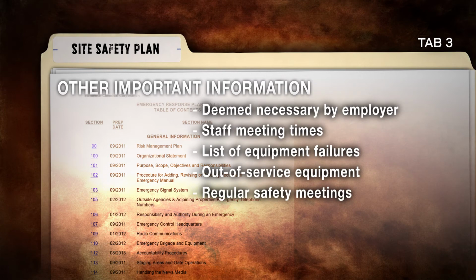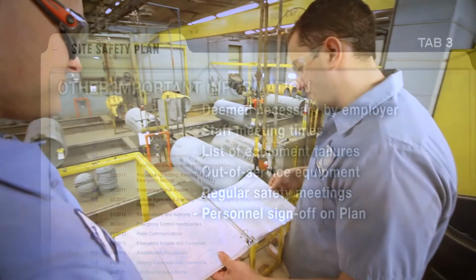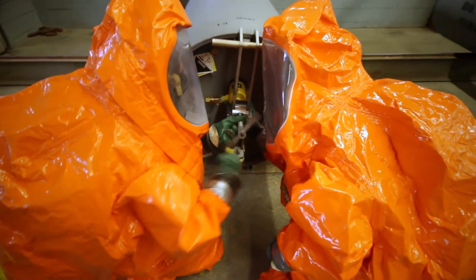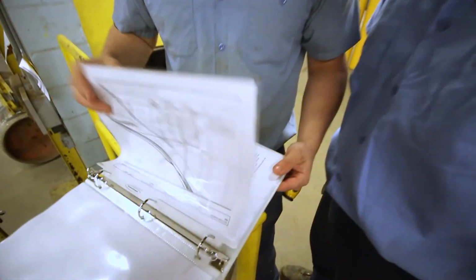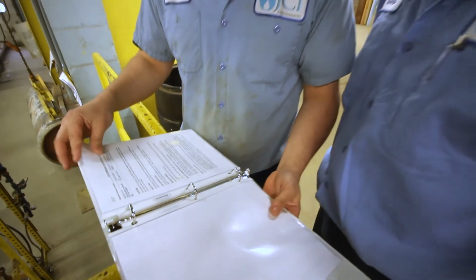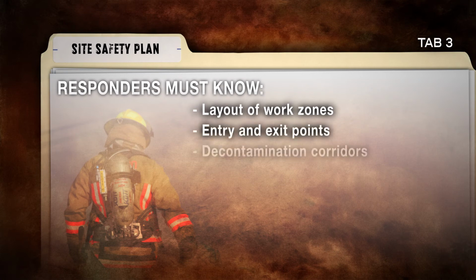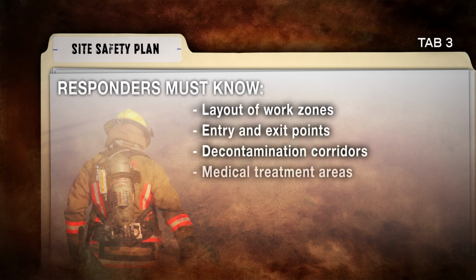Regular safety meetings should be conducted for each work shift, and personnel should sign off on the site safety plan after each meeting. The site safety plan is a critically important document, especially during the course of an emergency response. The responder must know how to access the plan and how to implement it. In addition, the responder must know the layout of the work zones, including hot, warm, and cold areas, entry and exit points, decontamination corridors, and areas reserved for medical treatments.